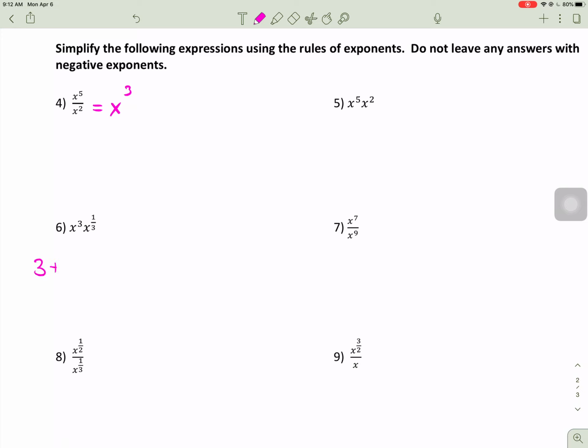What's 3 plus 1/3? Well, how do you write 3 with a base of 3? That's 9 over 3 plus 1 over 3. That's 10 over 3. So you get x to the 10 over 3.